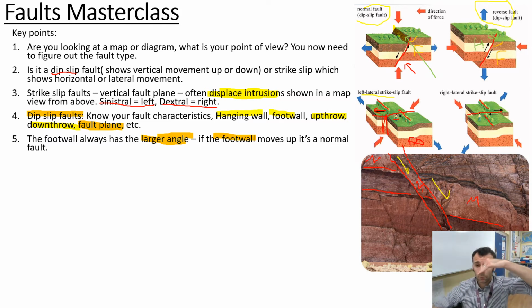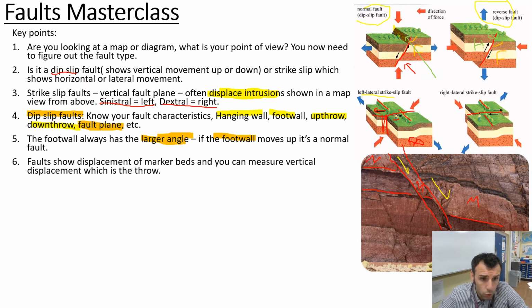So here's my fault plane, just to give you a different way of testing this in an exam. My largest angle is going to be here, and this is my hanging wall. My hanging wall drops down, that's a normal fault. If it moves up, it's a reverse fault. Simple as that.